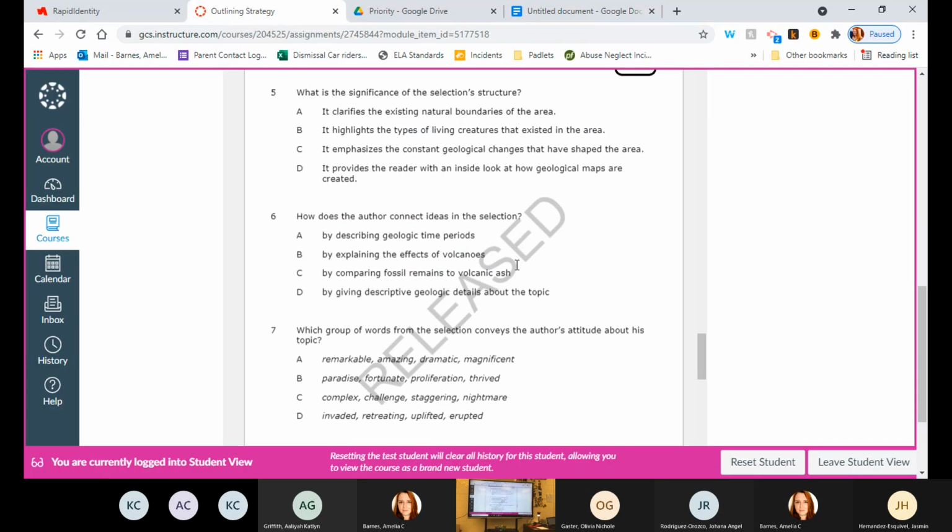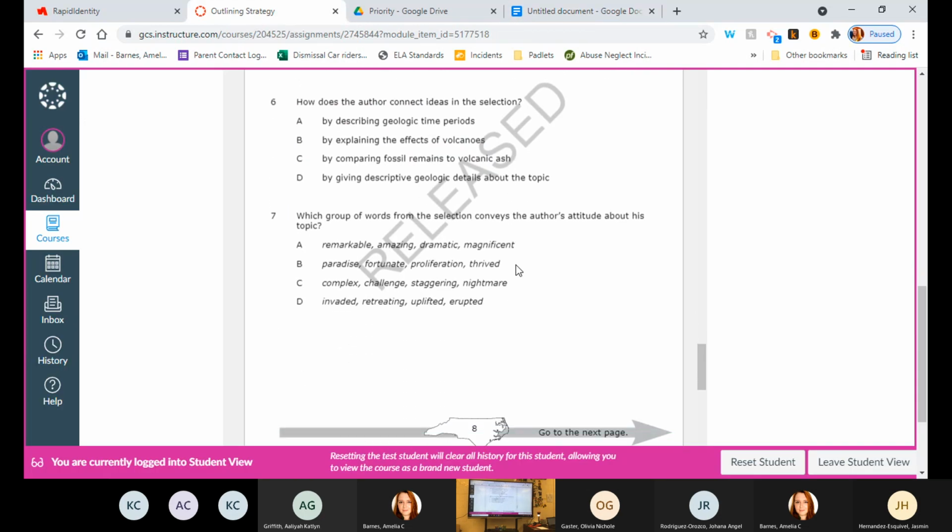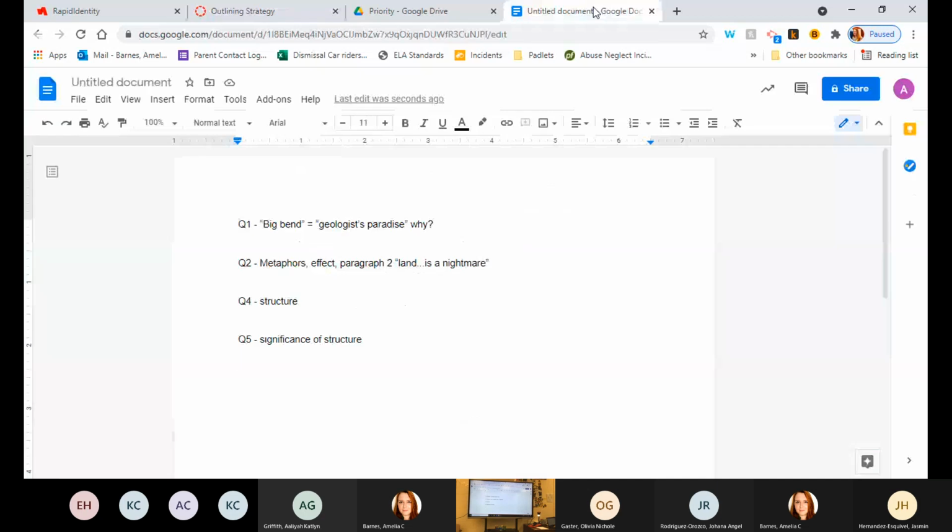All right. So question 6: how does the author connect ideas in this selection? So what's this question asking about? How does the author connect? Okay, so what are the keywords here? Connect ideas. Connect ideas, all right.